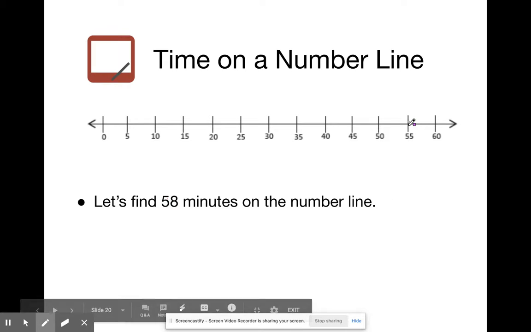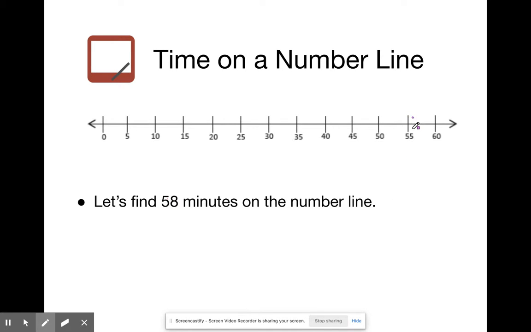So I'm going to start at 55, and I'm going to say 56, 57, 58, 59, 60. And I found that 58 was right here. So I'm going to write 58 right there on our number line. Make sure you label it as well.